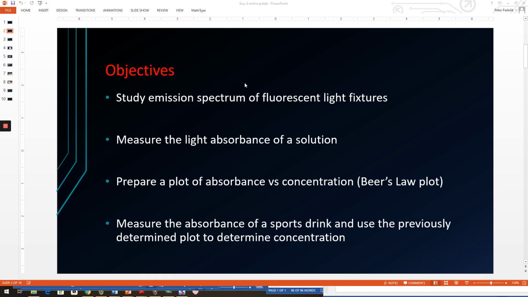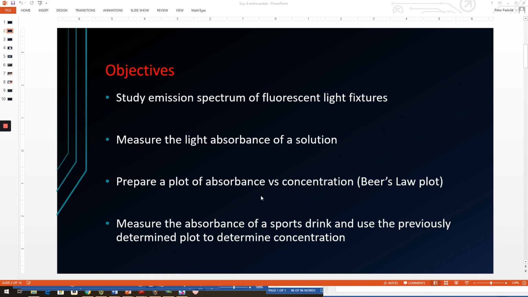Emission spectroscopy will be studied by looking at the emission spectrum of a fluorescent light fixture in the lab room. We'll investigate absorbance spectroscopy in several ways. First, we'll use a spectrometer to generate an absorbance spectrum, which is a plot of absorbance versus wavelength, for a colored sample solution, in this case, red food dye, and then we'll utilize the data to demonstrate how the absorbance spectrum is obtained. Next, we will prepare a series of diluted solutions of the food dye, measure the absorbance of each solution at a selected wavelength, and make a plot of absorbance versus concentration.